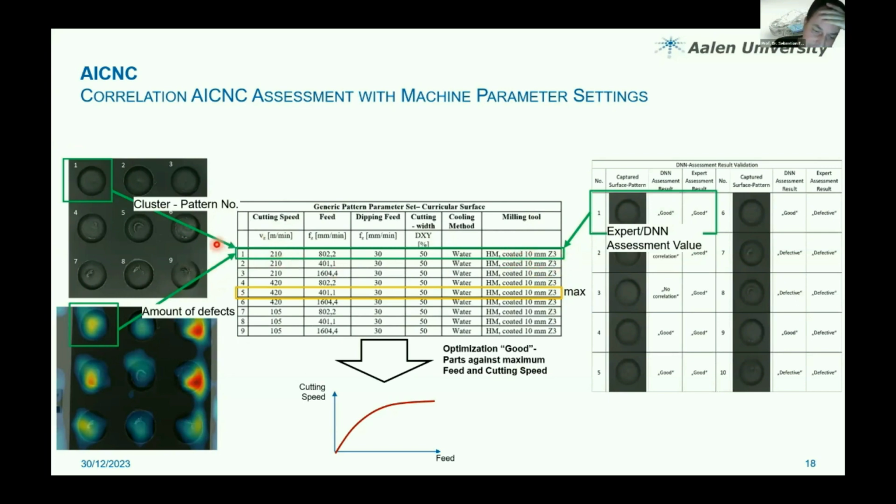And then we find the parameter settings with the best results, and then we make a kind of optimization. This is not ready, but it's in planning. We want to find the maximum cutting speed and feed of the machine. And of course, we need to produce many parts and save time and make optimized parameter settings. So we go to the very edge and find, according to our assessment, the optimized machine parameter settings.